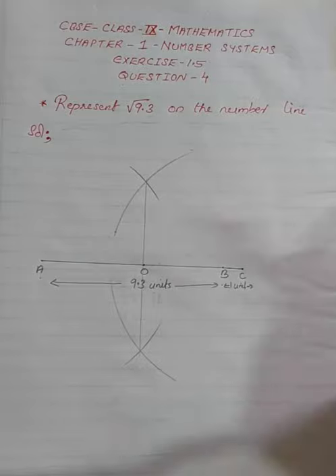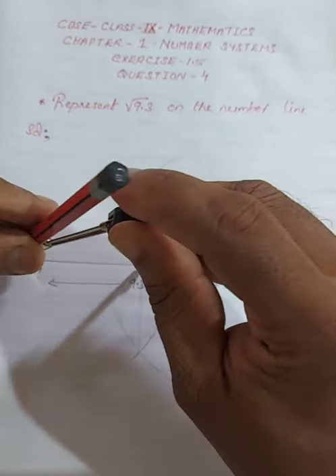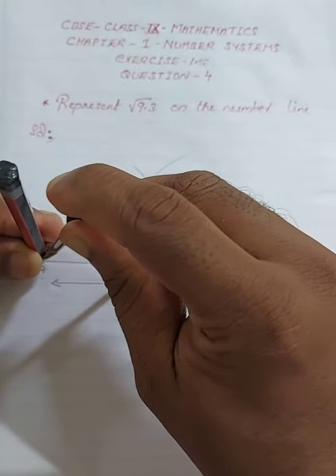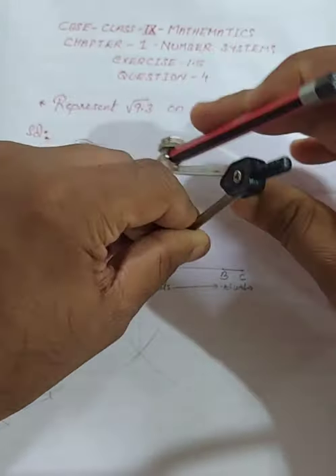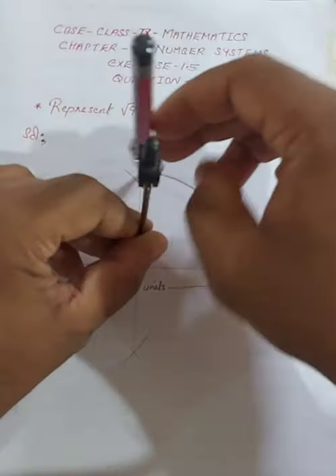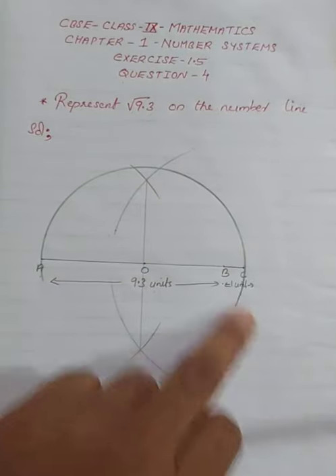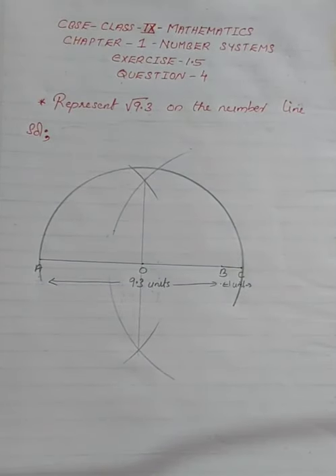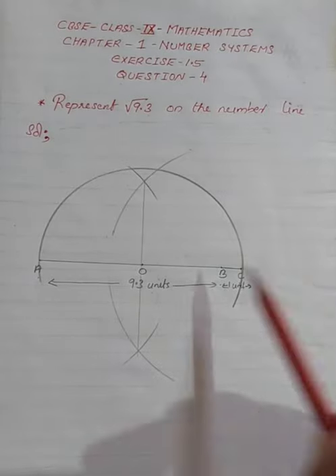Now you can take your compass and keep the leg at O and head at A. After that you can draw a half circle like this. Then this half circle will pass through A and C. You can see. Now you have to draw a perpendicular at B.